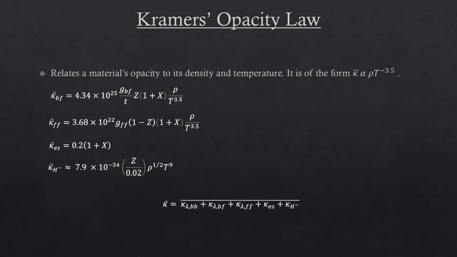This is the equation for the H- ion. And these are just semi-empirical, very old. And you can see there's no equation for bound-bound, because there's no one single equation that can define all the contributions.